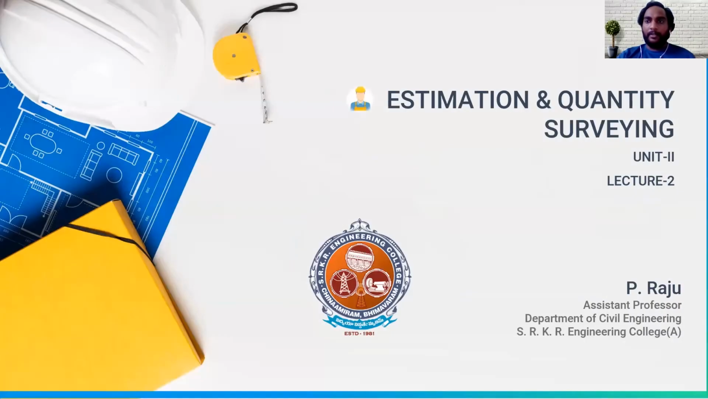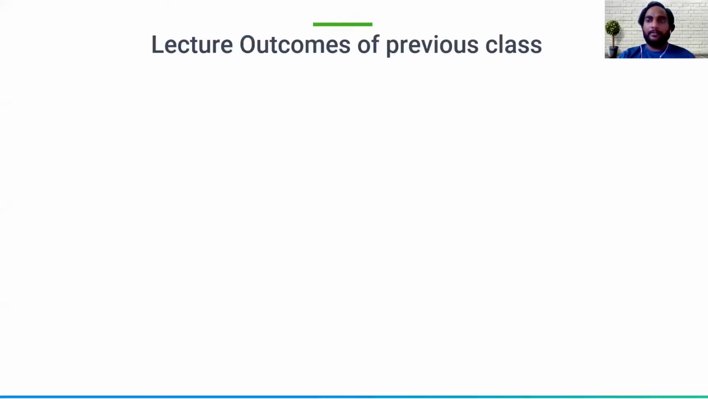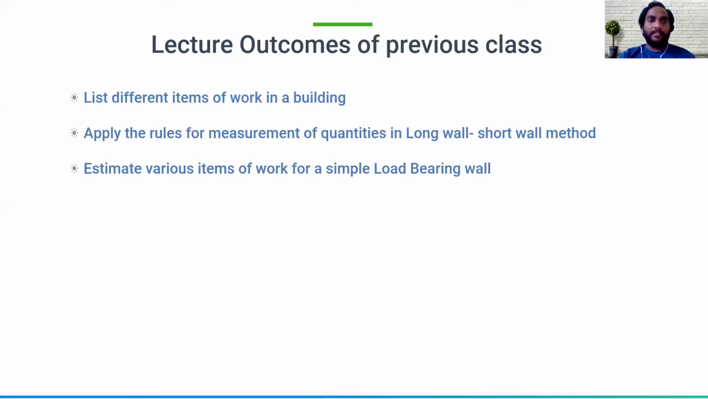So this is lecture number 2 of unit 2. In the last class, we discussed various items of work in a building, and we have seen how we are going to apply the rules by using the long wall short wall method, and also estimate various items of work by taking a problem on a load bearing wall.